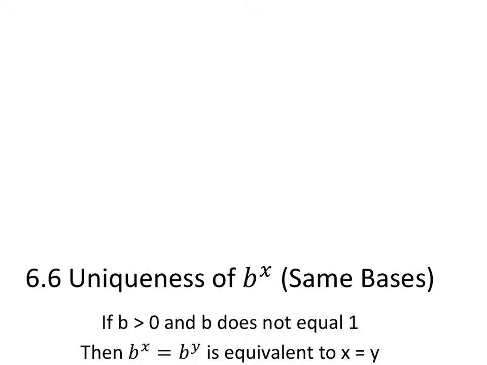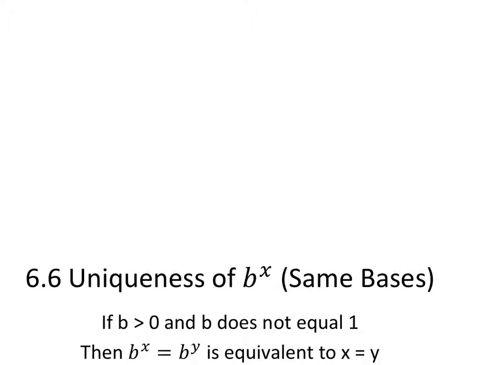If b is greater than 0, and b does not equal 1, then b to the power of x equals b to the power of y is equivalent to x equals y, because if we can get those exponents to be the same, then we'll get the same value, which would give us a true statement. That's pretty nice.